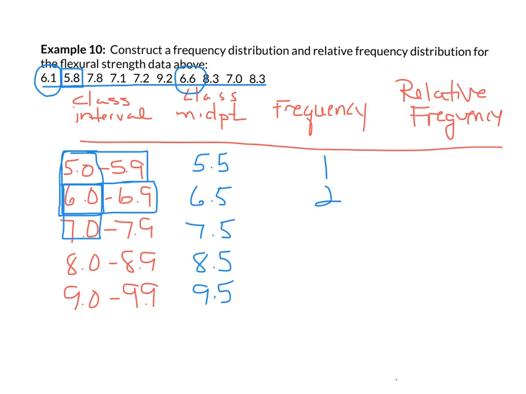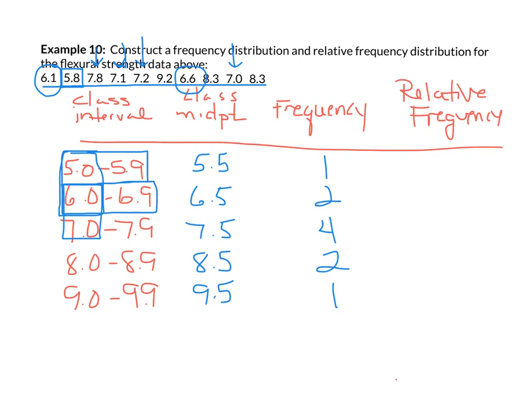For data between 7.0 and 7.9, there are 4. We have 1, 2, 3, and 4. Between 8 and 8.9, there are 2. And we have 9.2, so there's only one piece of data that falls in that class interval. So that is your frequency distribution right there.